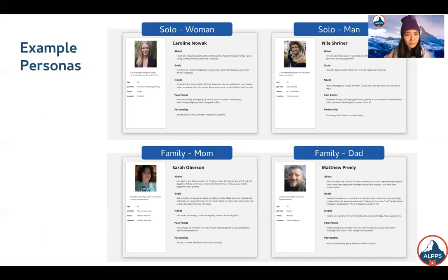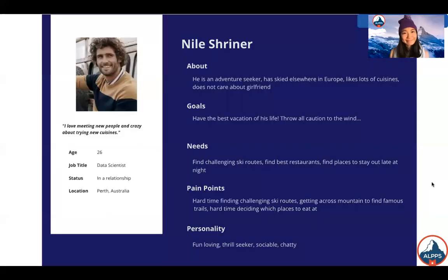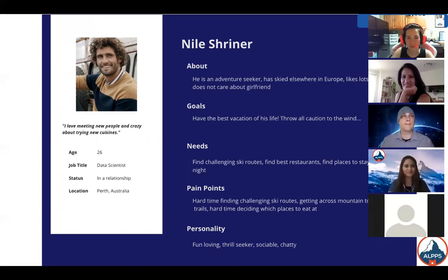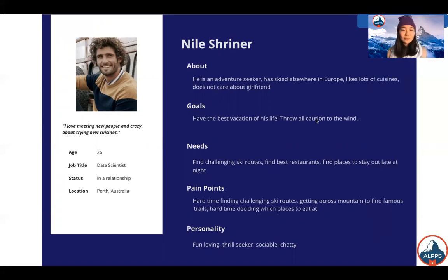So next slide, please. And these four are example personas. Two of them are solo players, and two of them are families, mom and dad. Next one. And one is the solo skier. I am Niall. I love meeting new people and I'm crazy about trying new cuisine. I am in a relationship, but I don't care about girlfriends so much. That's why I came here by myself. My goal is having the best vacation of my life. And my needs are finding challenging ski routes, finding the best restaurants because I'm crazy about new cuisine, and finding places to stay out late at night because I'm talking with new people and drinking and having fun by myself.